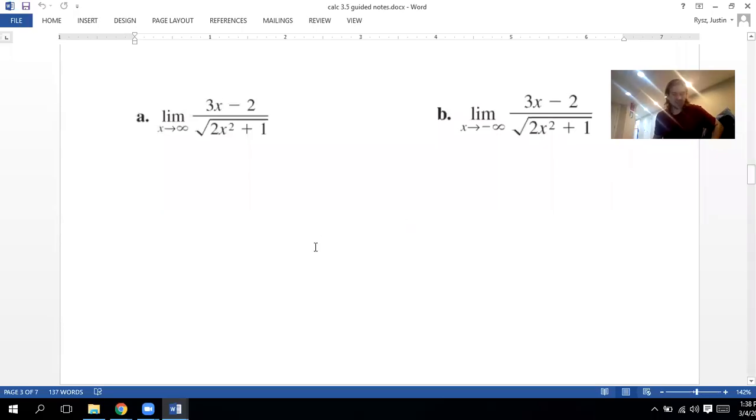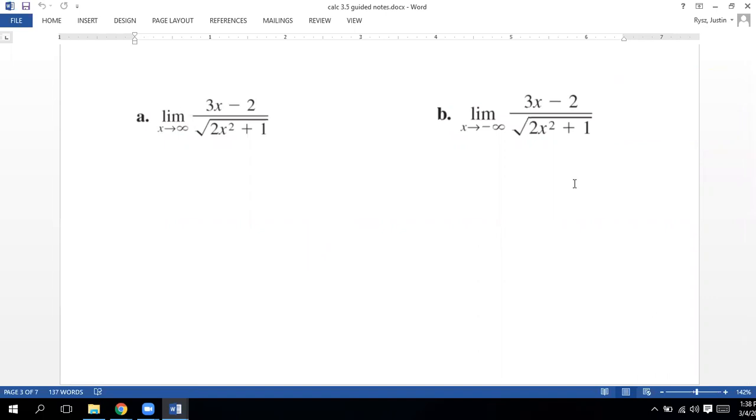Hey guys, Mr. Riz here to help you out on the very last part of the 3.5 notes. And this is how we can evaluate limits, both the positive infinity and the negative infinity, with functions that have square roots or radicals. I'm going to minimize my video here just because those lights are distracting, but this is what we need to do.